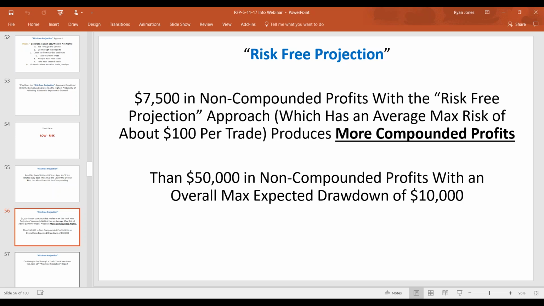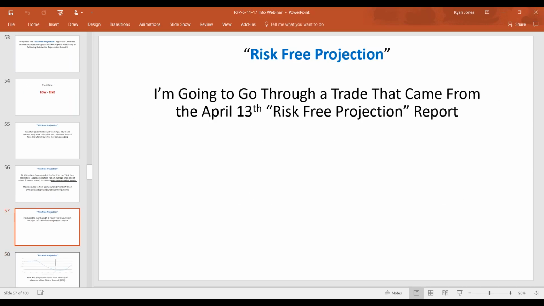All right, so the $50,000 non-compounded profits makes more money non-compounded, no question about it. But when you start compounding it, because you have to take into consideration the greater risk, it compounds slower. So the lower the risk, the faster it compounds, and that's what we aim for within the risk-free projection program.